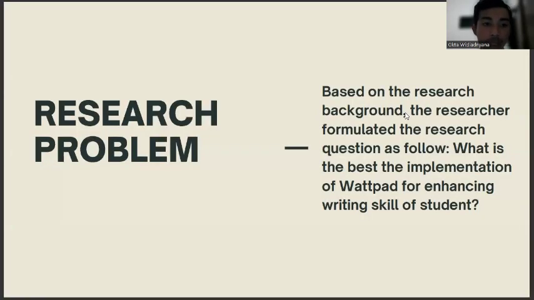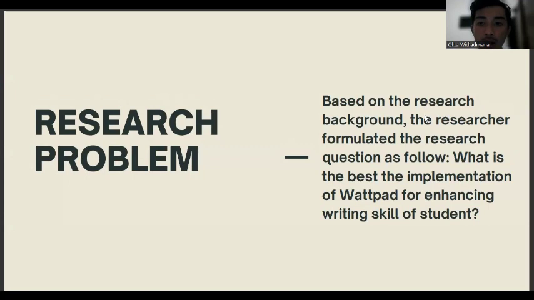Okay, next slide about the research problem. Based on the research background of study and the researchers using the WATTPAD application as media learning, the researchers formulated the research question as follows: what is the implementation of WATTPAD for enhancing writing skill of students?